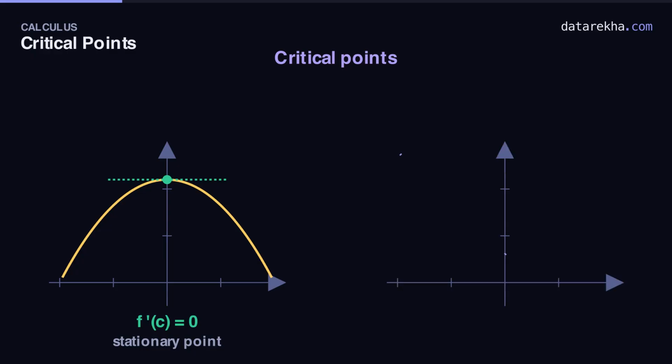On the right, a sharp corner. The graph is unbroken, but the slope jumps. No single tangent, so the derivative doesn't exist. That too is a critical point. Both kinds are candidates for a peak or a valley.